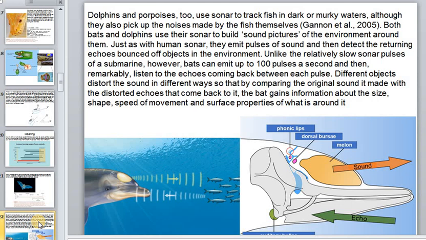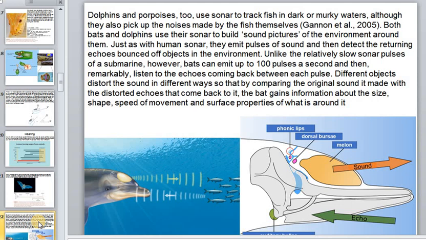Both bats and dolphins use their sonar to build sound pictures of the environment around them. Just as with human sonar, they emit pulses of sound and then detect the returning echoes bounced off objects in the environment. Unlike the relatively slow sonar pulses of a submarine, however, bats can emit up to 100 pulses a second, and remarkably listen to the echoes coming back between each pulse.